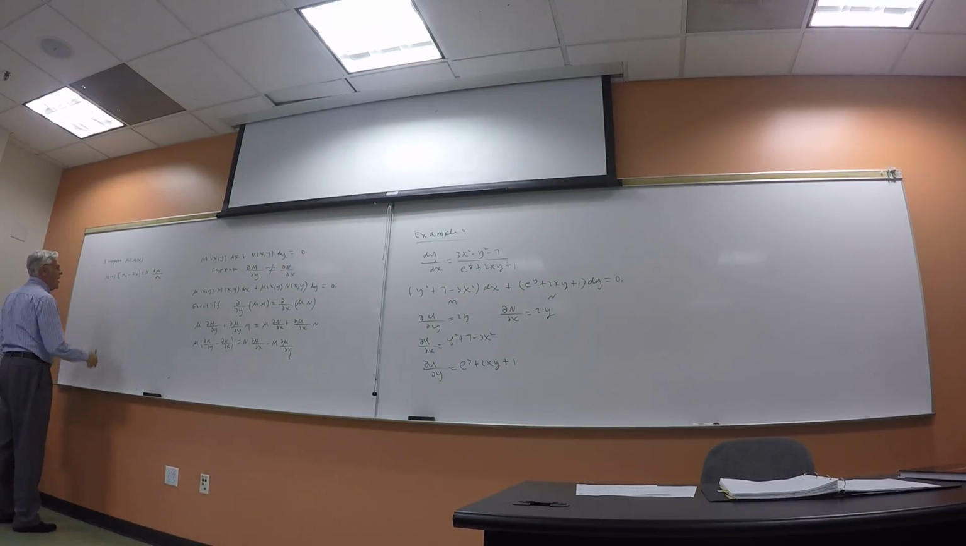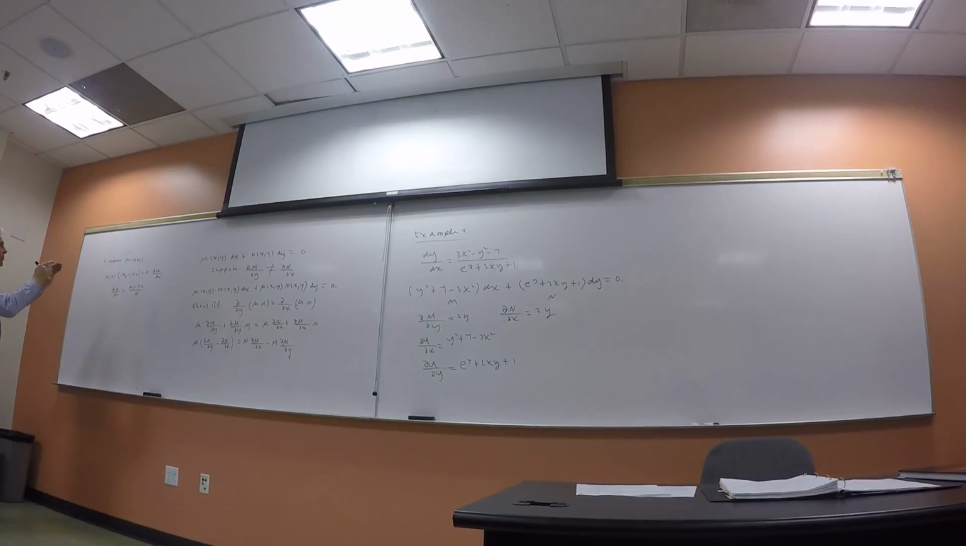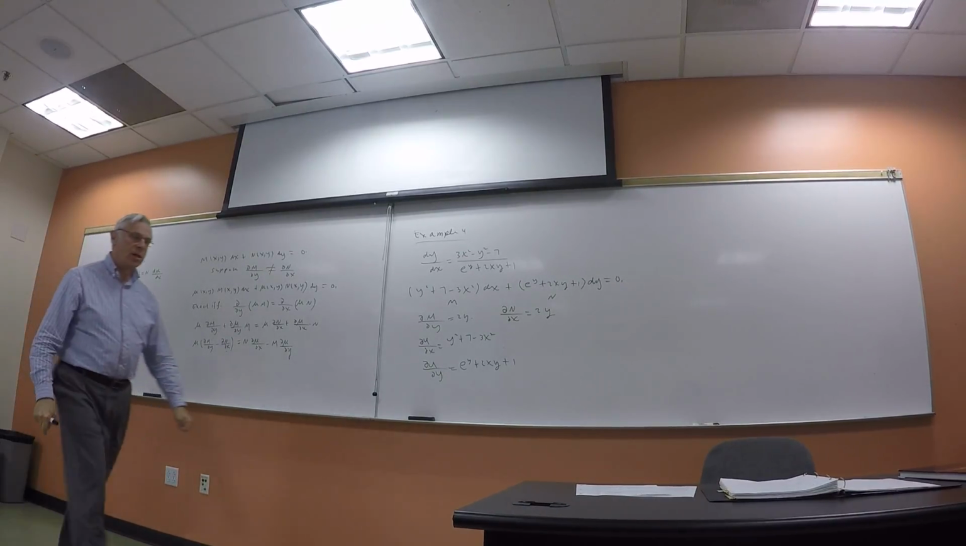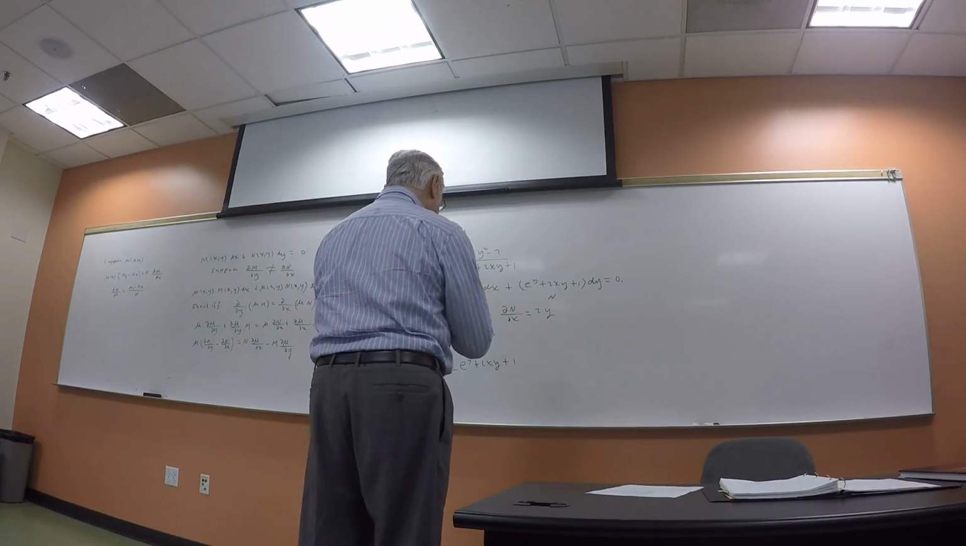Okay, so we get the differential of mu over mu equals M_y minus N_x over N. See if that's right. D mu over mu. And let me just make sure I didn't make a mistake in algebra.